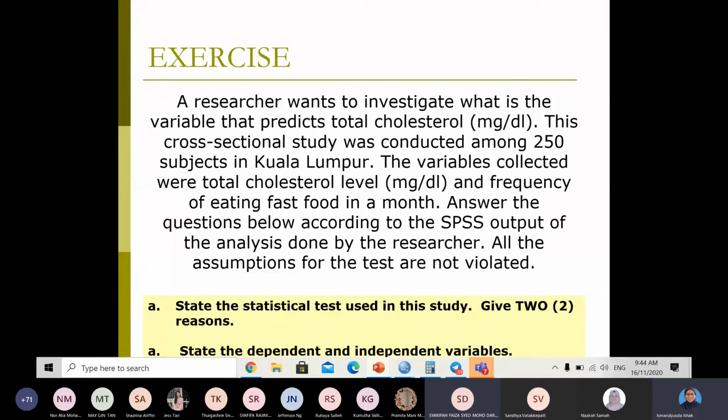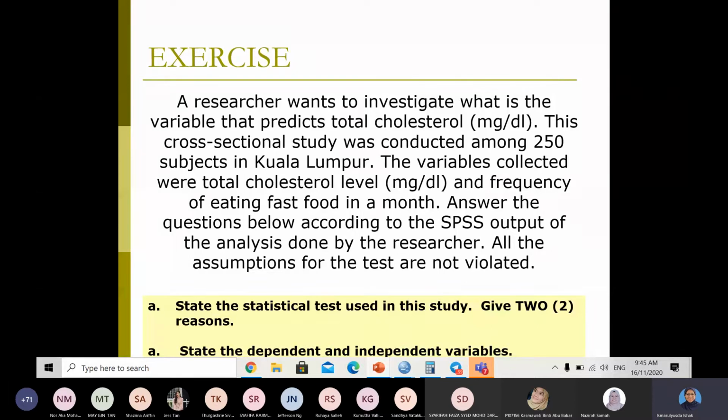Other than Sharifah. Give chance to your friends. Doctor, can I try? Okay, who is it? Kasmawati. Kasma, okay. The other reason is to predict. Is it? Yeah, correct. To predict, the word predict. It shows that it should be simple linear regression.